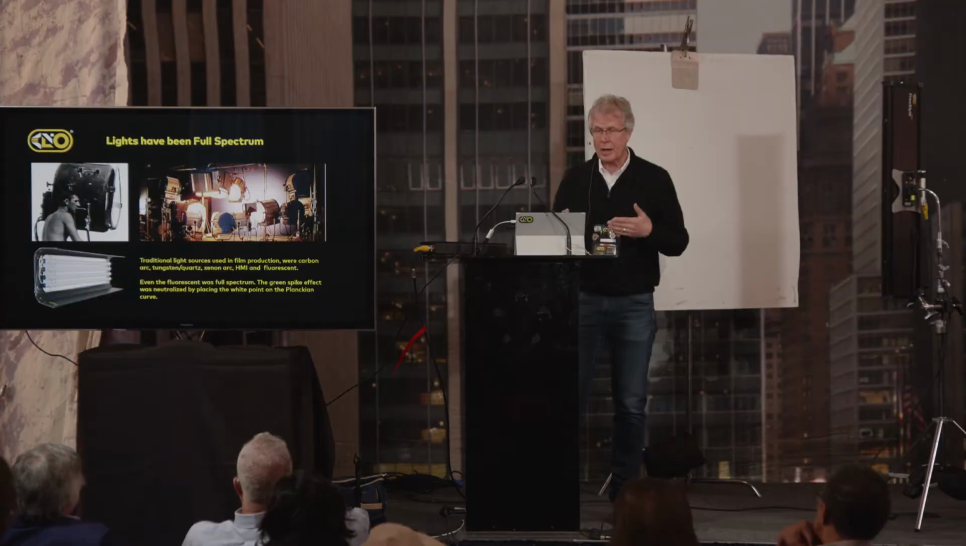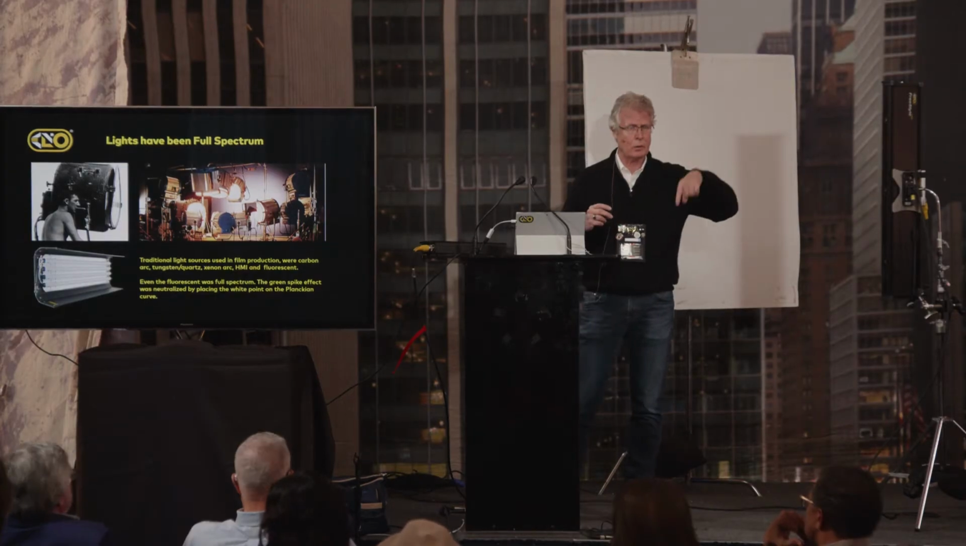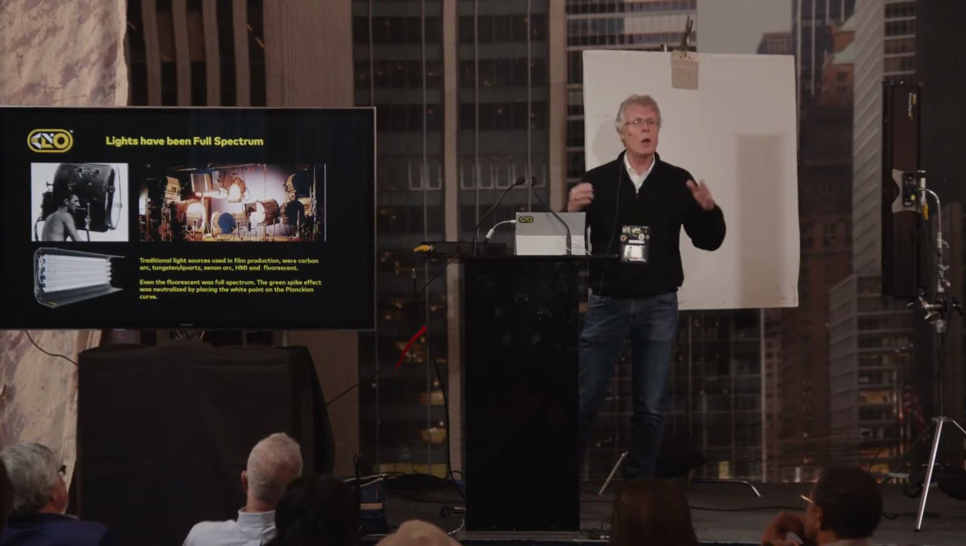So when we think about it, we've been very fortunate over the history of the cinema to have constant light sources. We've got full spectrum light sources. We've had carbon arcs, tungsten, quartz, xenon, HMI, even the fluorescent, as much as it had a mercury spike, has a much fuller spectrum than today's LEDs. So for the first time in our history, we're dealing with an inconsistent light source, and we're dealing with cameras that all have different response curves. So the perfect recipe for chaos.